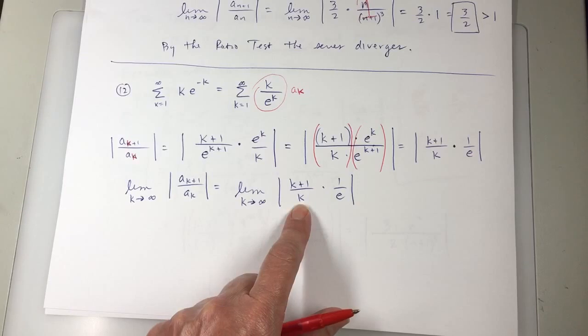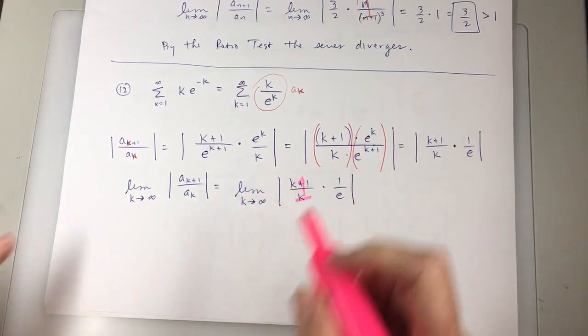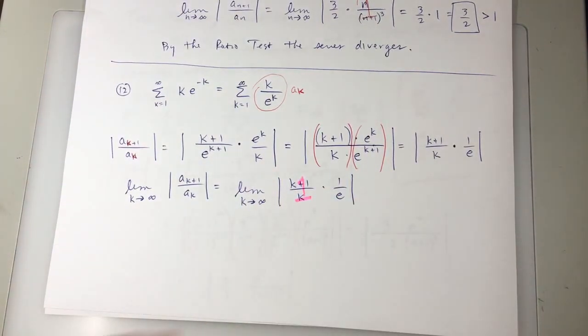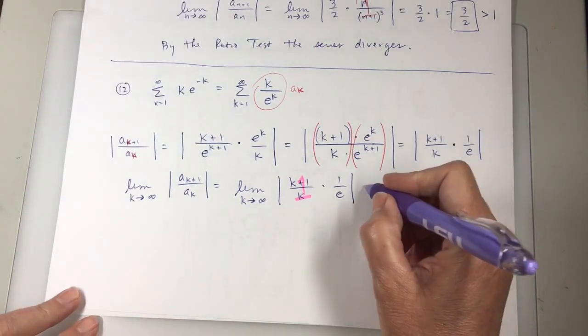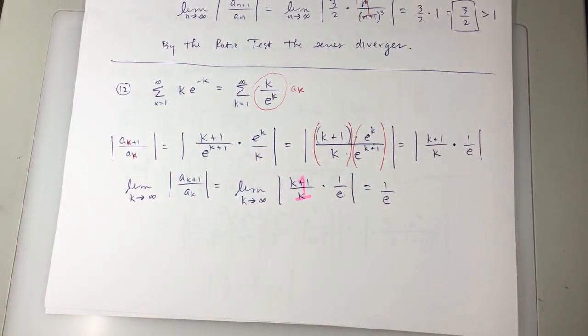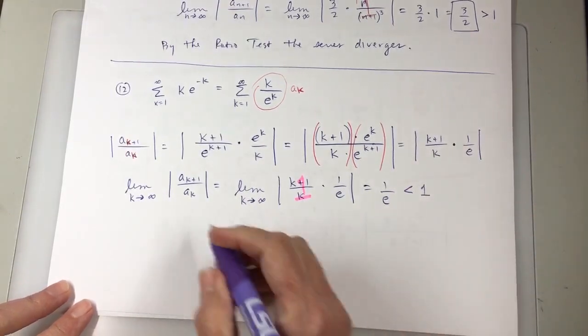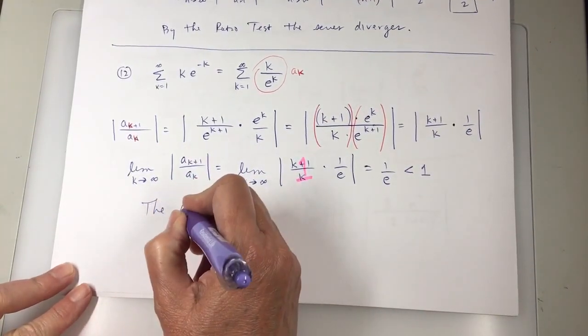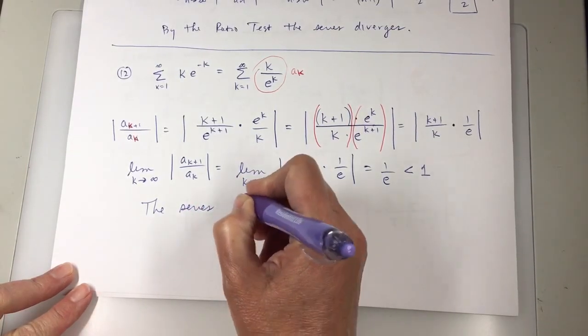I know what this limit is. That is 1. This part is 1 when I do the limit. And then I'll have 1 times 1 over e. That will be 1 over e. So I got the limit. Is it less than or greater than 1? That's less than 1. So the series, now the ratio test tells us it converges absolutely.